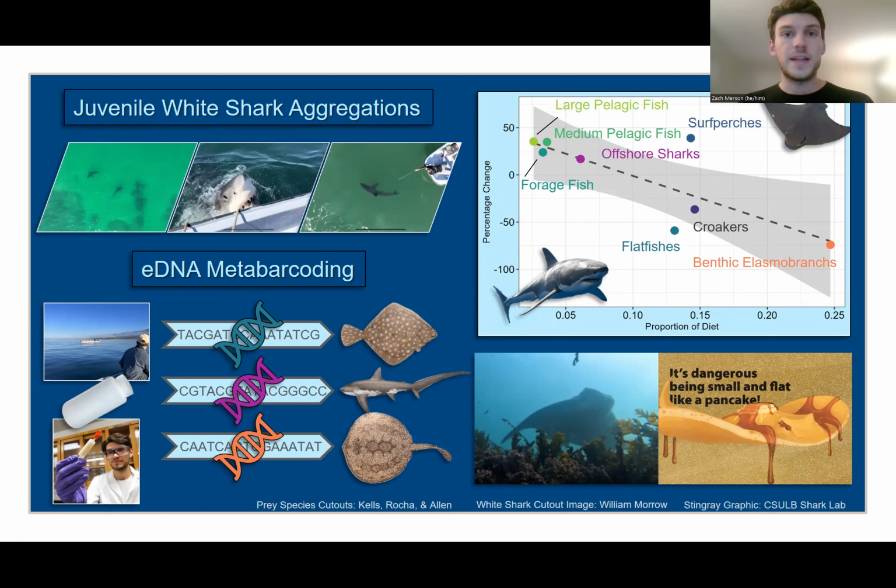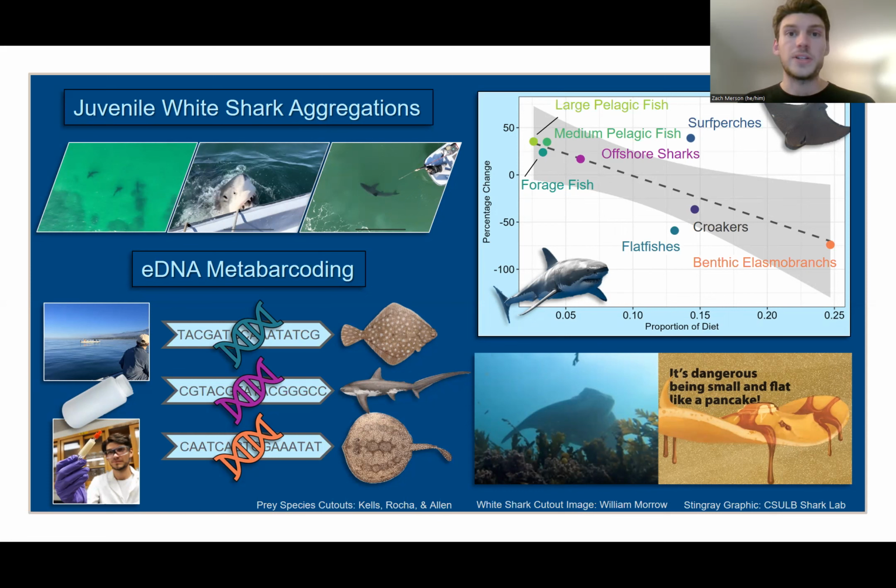We have a pretty good sense of juvenile white shark diet from prior research. For example, we know that benthic elasmobranchs, which includes things like stingrays, smaller sharks, and guitarfish, make up about a quarter of the white shark diet. What we don't know is the type of ecological effect these aggregations are having on the prey community.